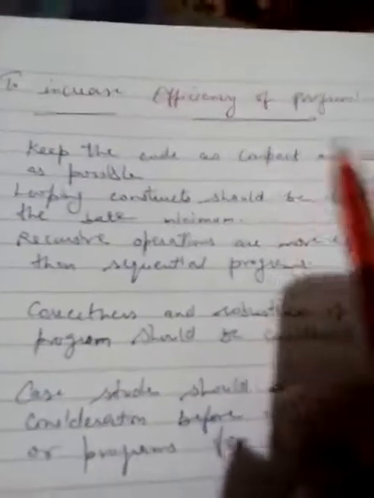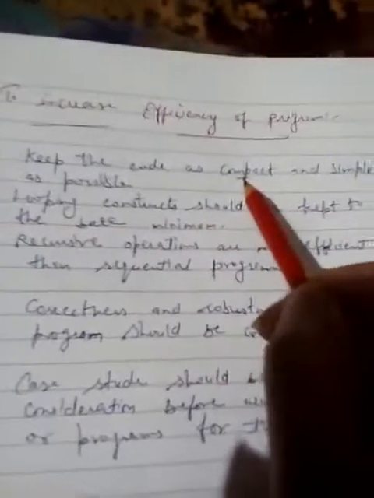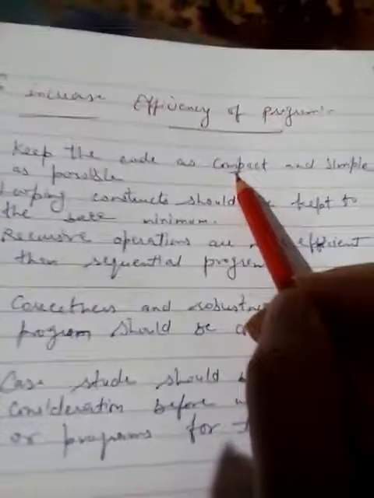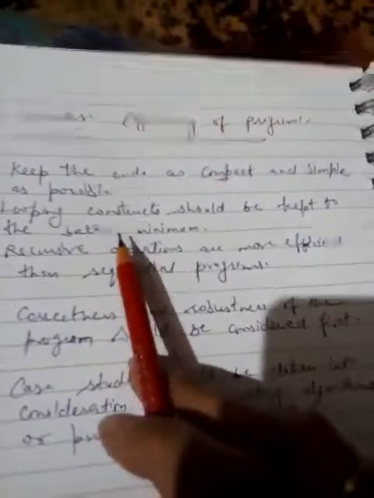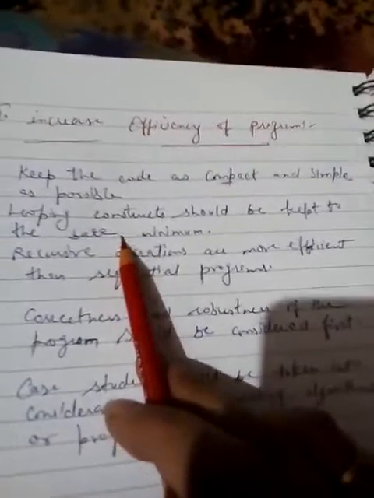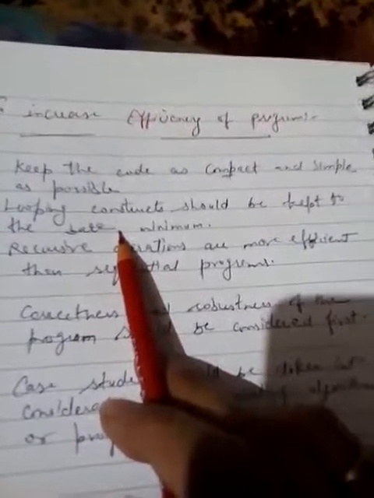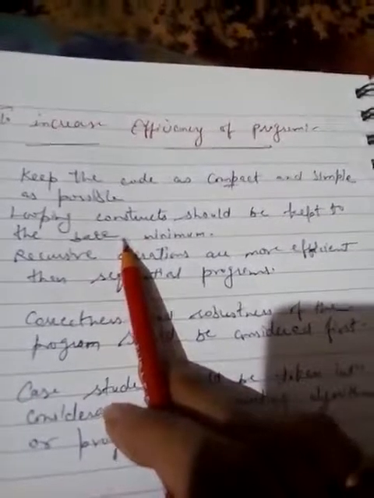Now let's take some points to improve the efficiency of a program. First of all, keep the code as compact and simple as possible. Compact is a very beautiful word we are using here. That means there must be a minimum of lines of code. Second, looping constructs should be kept to the bare minimum. In any program you must try to use looping constructs as little as possible, because looping constructs increase the complexity of the program and decrease the efficiency of the program.